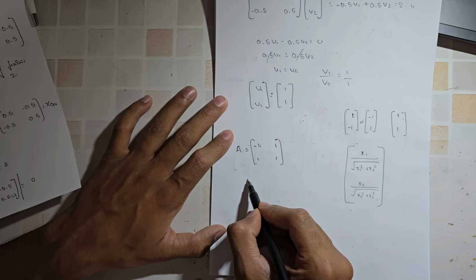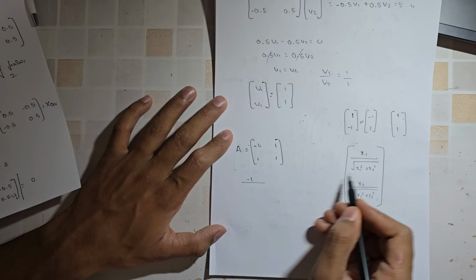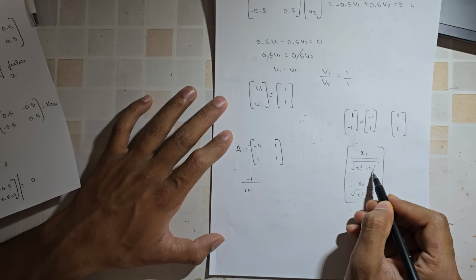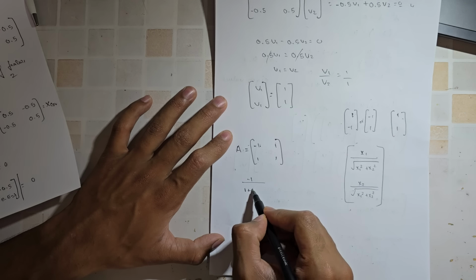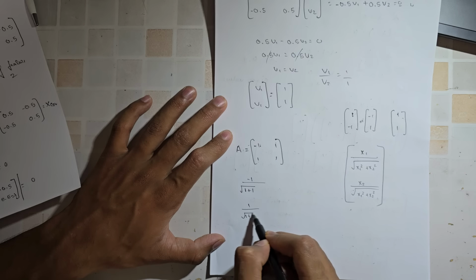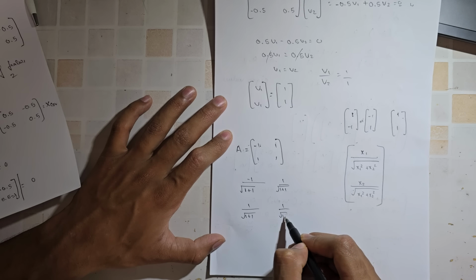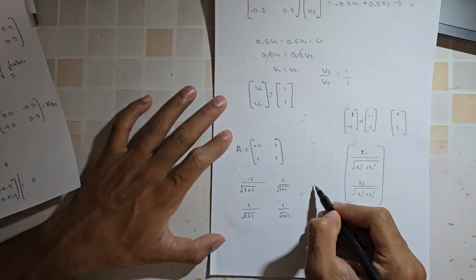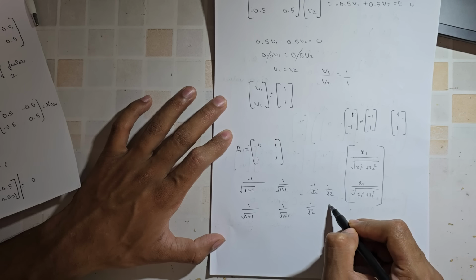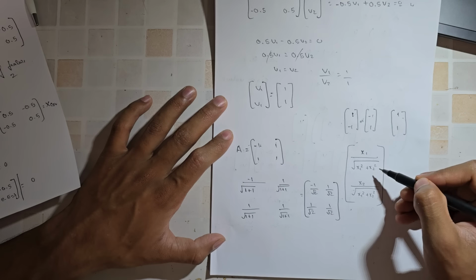So it will be minus 1 divided by, so minus 1 the whole square is plus 1, plus 1 the whole square is 1, under the root. Same way, 1 divided by 1 plus 1, under the root, 1 divided by 1 plus 1. This equals minus 1 by root 2, 1 by root 2, 1 by root 2, 1 by root 2. That's the normalization. This is the formula for that.